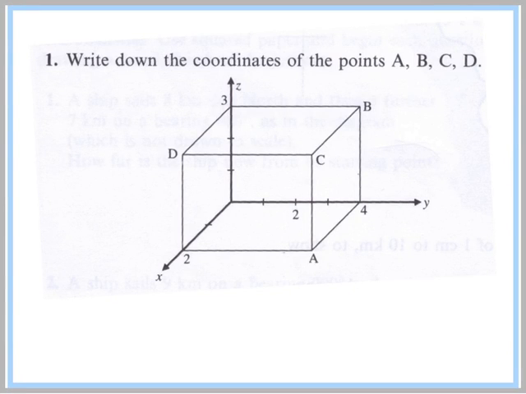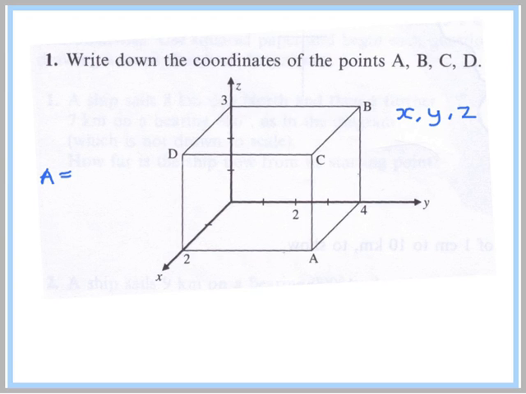It's important to note before we start that all 3D coordinates are always written in the form x, y, and then z, that third dimension on the end. So here we've got to work out the coordinates of the points A, B, C and D. So we'll do A first of all.